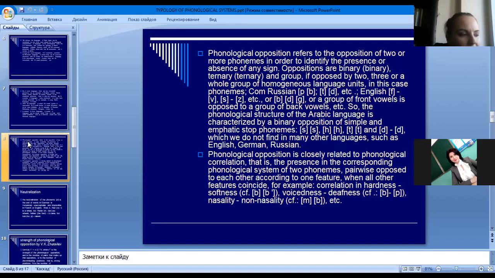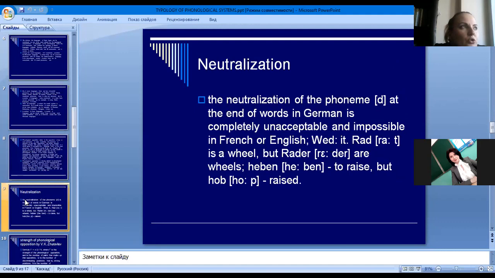So the next feature we're going to speak about is neutralization. Neutralization is associated with the features considered above, opposition and correlation, and is characterized in phonological terms by the removal of a feature that distinguishes one phoneme from another in a binary opposition. For example, the neutralization of the phoneme d at the end of a word in German is completely unacceptable and impossible in French and English.